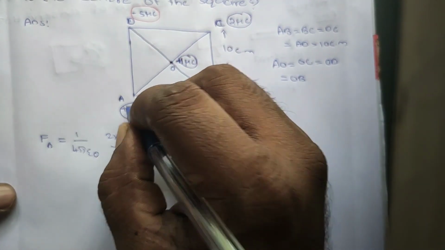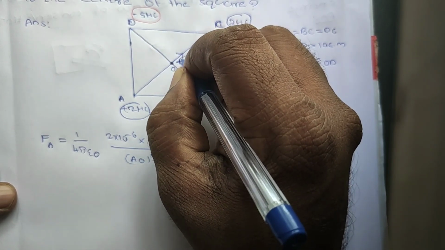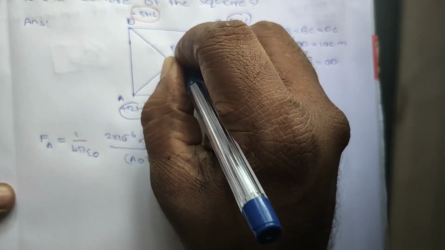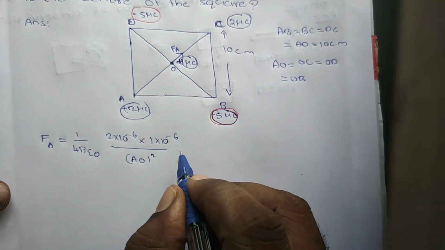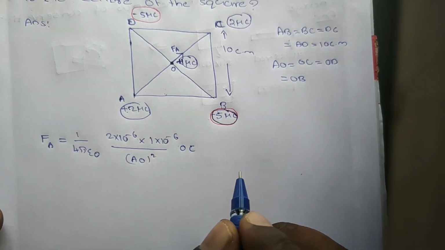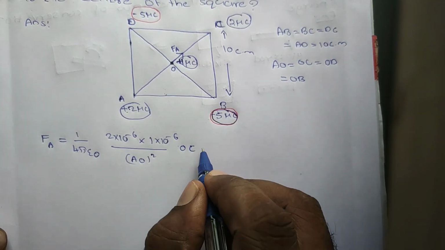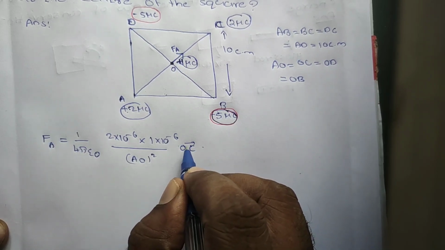This sign is positive, this sign is positive. So FA is along this direction. So this is the FA direction. So it is a repulsive force, so its direction is along the OC. OC is the direction of this. Clear? Okay.